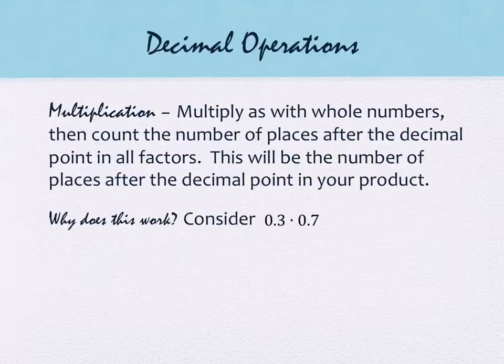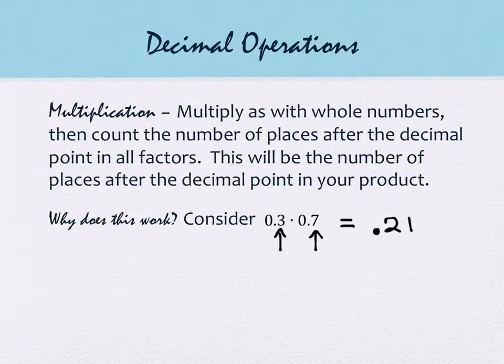Let's take a look at what happens with multiplication next. All right, so decimal operations. Multiply as with whole numbers, and then count the number of places after the decimal point in all factors, and this will be the number of places after the decimal point in your product. So if we do that on this problem, I have a 3 and a 7, and 3 times 7 is 21, okay? And then I count the number of decimal places. I've got 1 here, and I've got 1 here, so that's 2. So I need 2 digits after my decimal place here, and I would have this result.